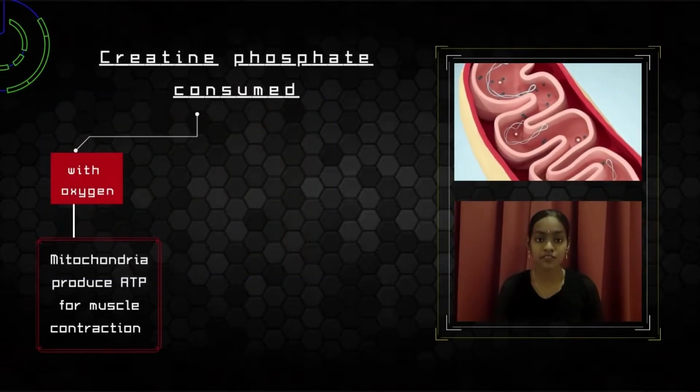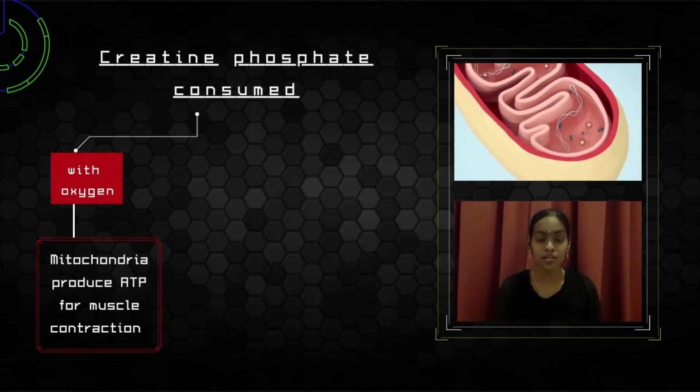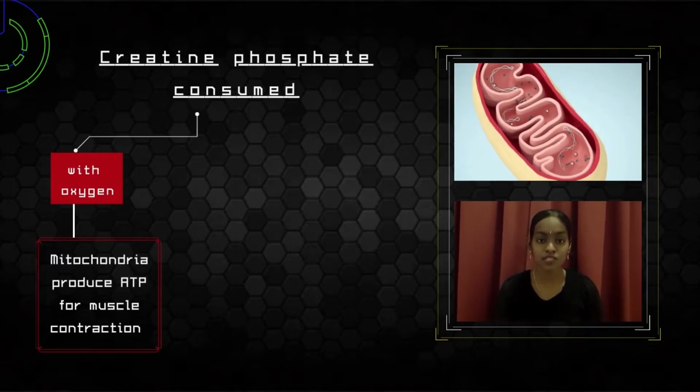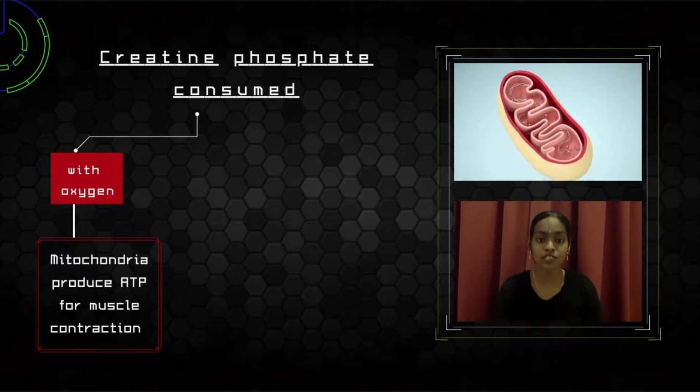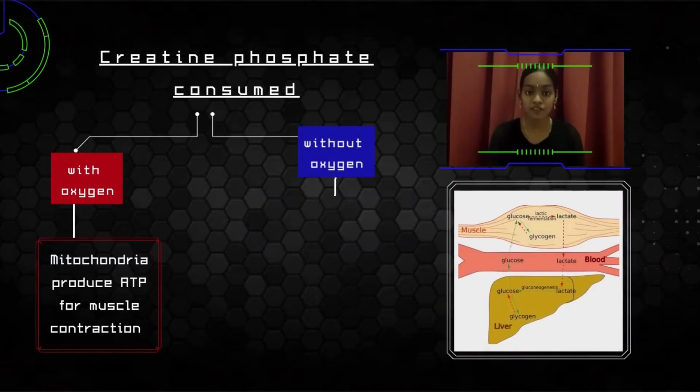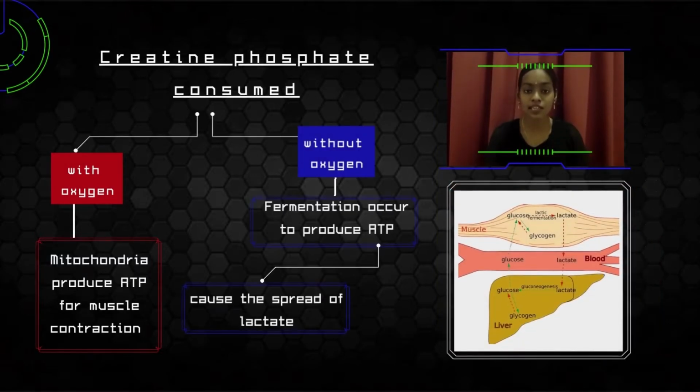When all creatine phosphate is depleted, mitochondria may then be producing enough ATP for muscle contraction to continue. If not, fermentation is a second option, which produces ATP without the need of oxygen. Fermentation only supplies energy for a short period and can cause the buildup of lactate.